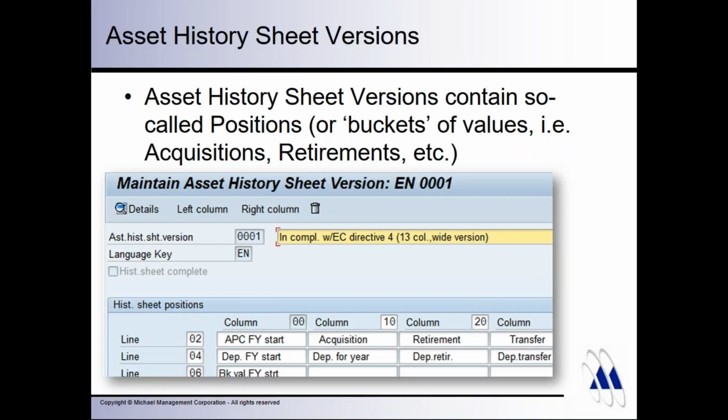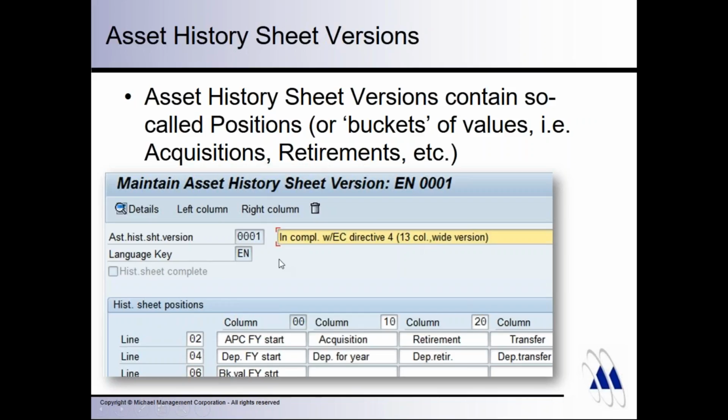Let's assume you found all the transaction types you use, and you have now assigned them to these history sheet groups. The next step is to configure the asset history sheet version. This is the one we were talking about, this SAP example 0001 in compliance with EC directive. Don't change that. I'm just using this as an example for this presentation. In real life, you would of course create your own version, a Z version, and create the configuration there.